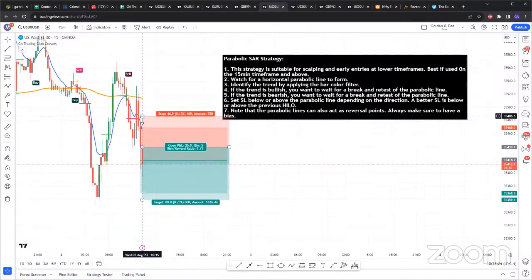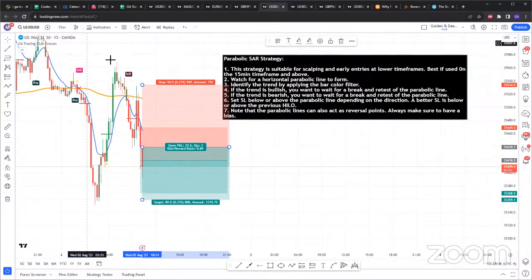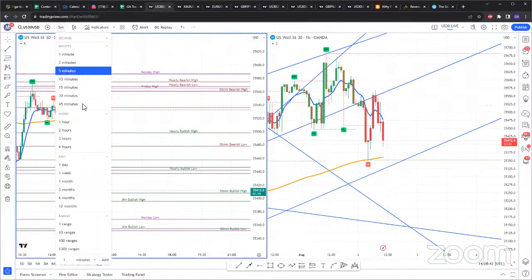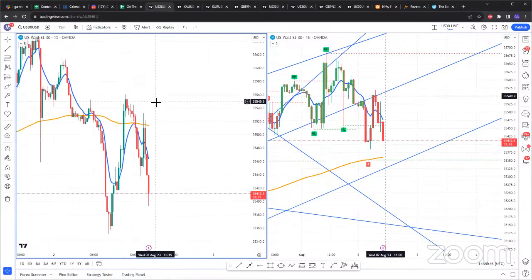Set your stop loss below or above. In this case, since this was a sell, the stop loss should have been at the very least above the parabol or above the previous high low. I know this hasn't been applied to the high low indicator, but if we go to the high low indicator, this was on the 15-minute, I'm pretty sure that area right there is a high low.